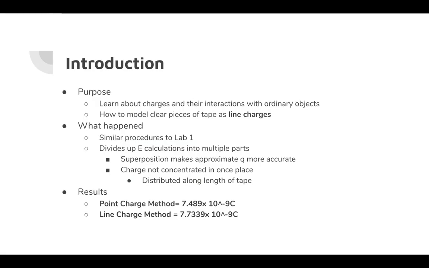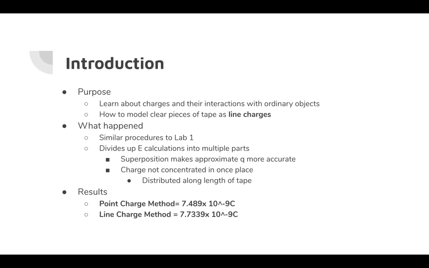So the purpose of this lab was to learn more about charges and their interactions with ordinary objects, but this time model that as a clear piece of tape with line charges. This is a procedure similar to what we did in Lab 1, but now we're dividing up the E calculations into multiple parts and superimposing them to approximate a more accurate Q. This is because charges are not concentrated in one place, they're distributed along the length of the tape.